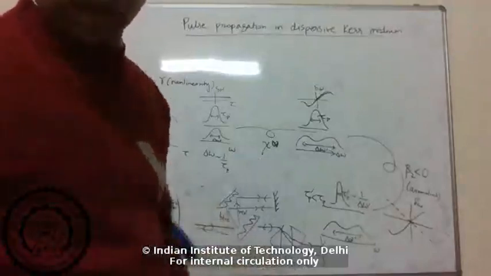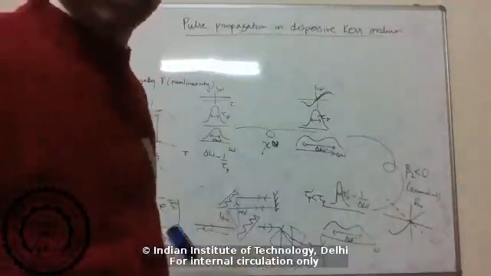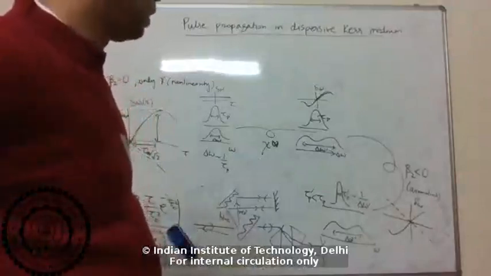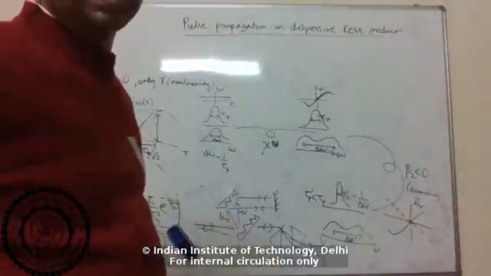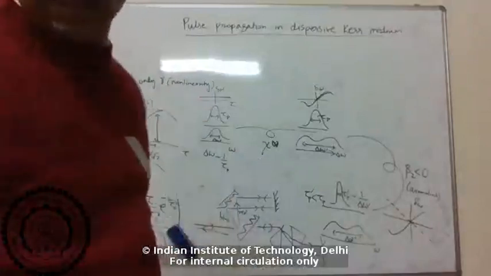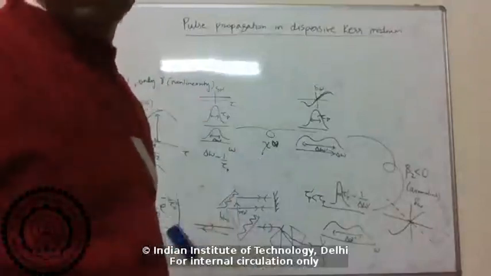Okay, so we went over time, so we'll stop. So next time we'll look at when both nonlinearity and dispersion are present at the same time in the medium, and how this cancellation can happen exactly for certain pulse shape.